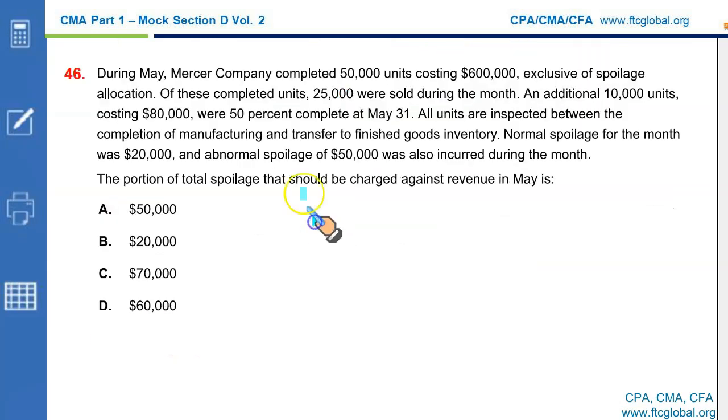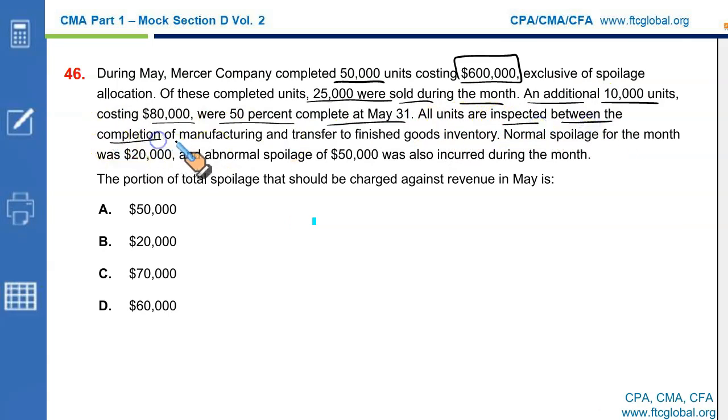D. Okay. During May, Mercer Company completed 50,000 units costing $600,000 exclusive of spoilage allocation. No spoilage is included in this amount, neither normal nor abnormal. Of these completed units, 25,000 were sold during the month. An additional 10,000 units costing 80,000 were 50% complete at the month's end. All units are inspected, this is very important, between the completion of manufacturing and transfer to the finished goods inventory. And at that very point, we determine whether the goods are fine or not.